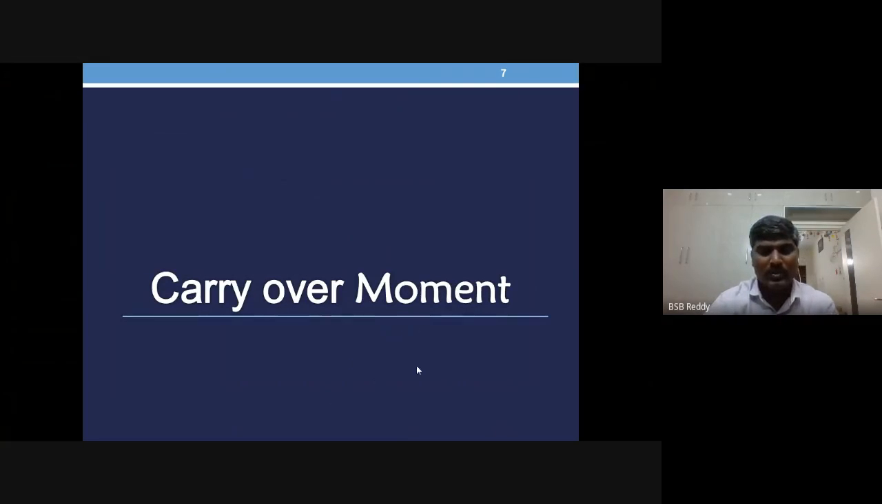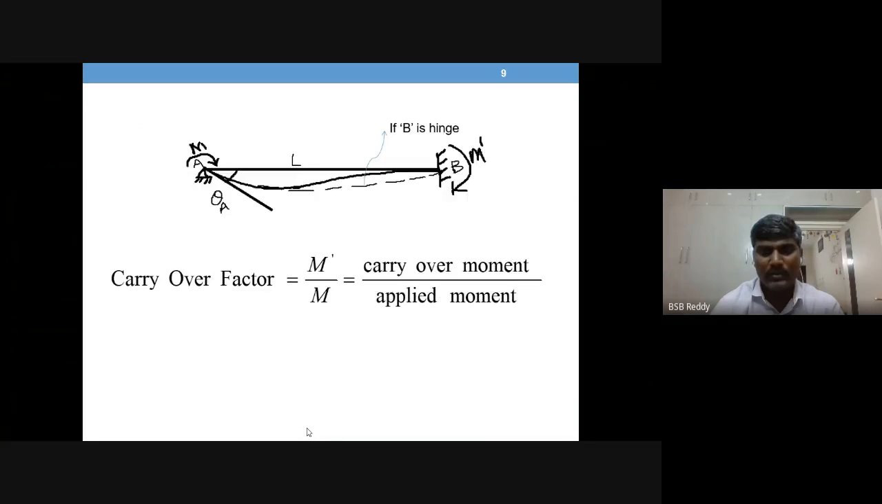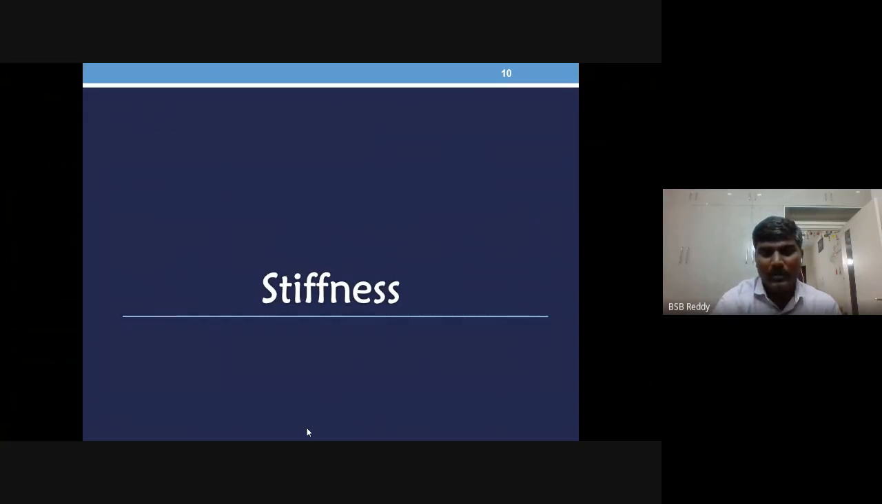Welcome to the session on moment distribution method. Last session we talked about the carryover moment. We came to know that the moment developed at the fixed end is called the carryover moment, and the carryover factor is nothing but the carryover moment divided by the applied moment. In this session, let us see what is meant by stiffness of a member.